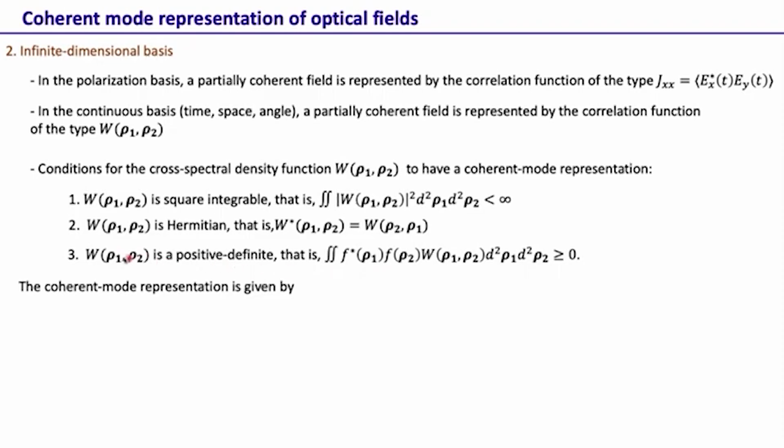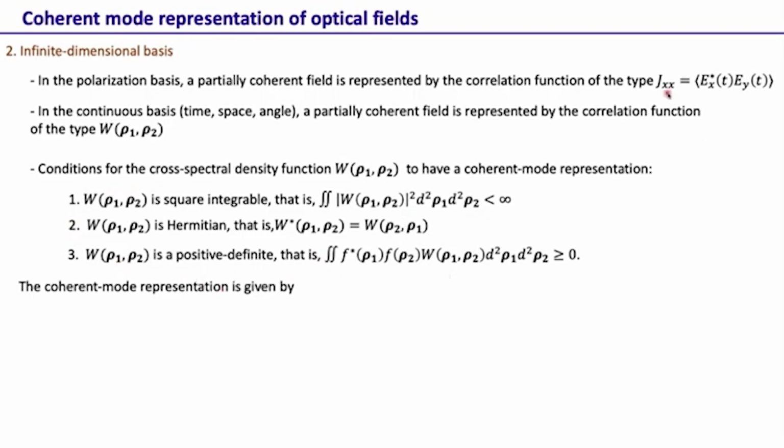Again, this is essentially saying that no matter in which basis we represent a field, the intensity or the spectral density at every location rho has to be positive. It cannot be a negative value. The Hermiticity ensures that this value is real, but the positive definiteness condition ensures that this value is not only real, it has to be positive, it can't be negative. So these are the three conditions that we have.